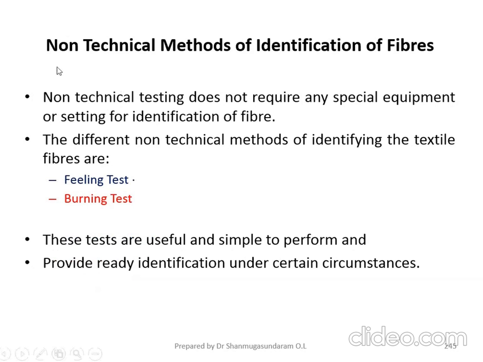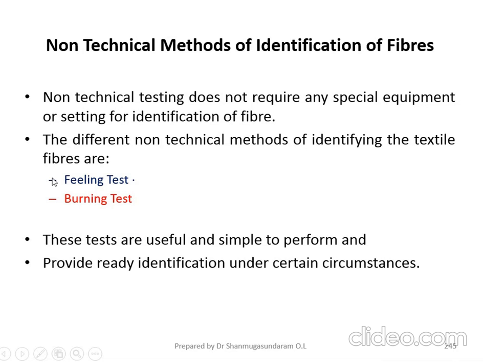So the first one is non-technical methods of identification of fibers. So these are all non-technical methods. What do you mean by non-technical test? A non-technical test does not require any special equipment to identify the textile fibers. So no need to have any sort of special equipment to identify the textile fibers. Please look at the slide.